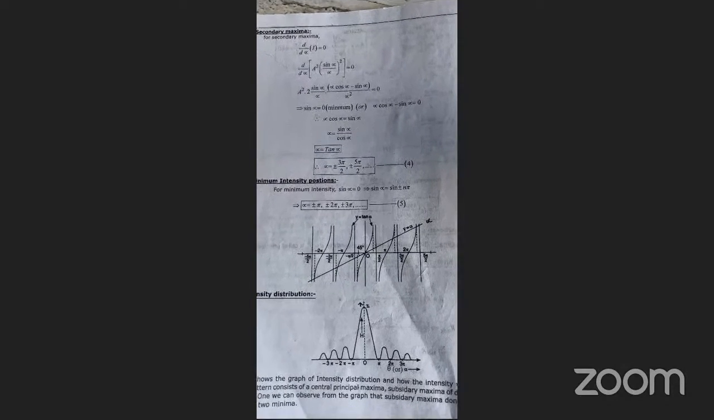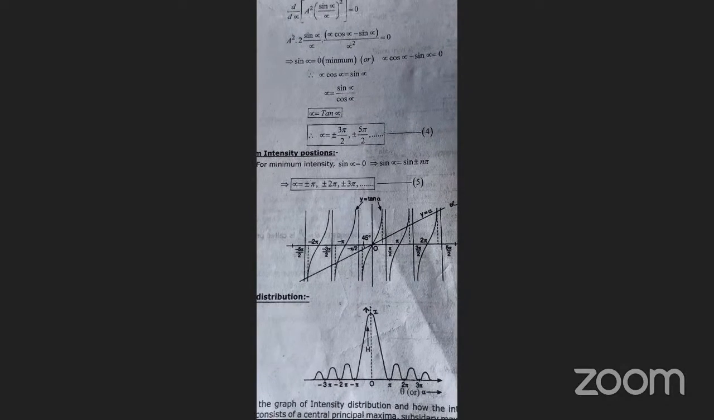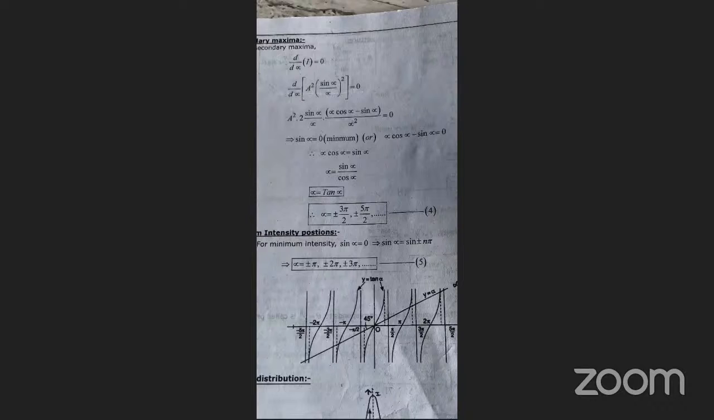Here the center one is 0, then the positive side and negative side: pi by 2, 3 pi by 2, and we can take pi, 2 pi, and so on. Here y is equal to alpha and y is equal to tan alpha. They touch at the particular point O. At 45 degrees, this side we can take as minus pi by 2, minus 3 pi by 2, minus 5 pi by 2, and so on.